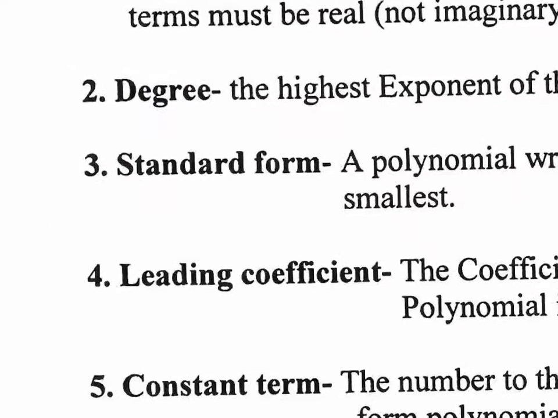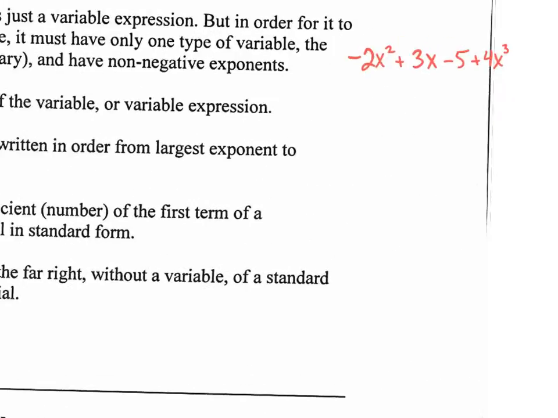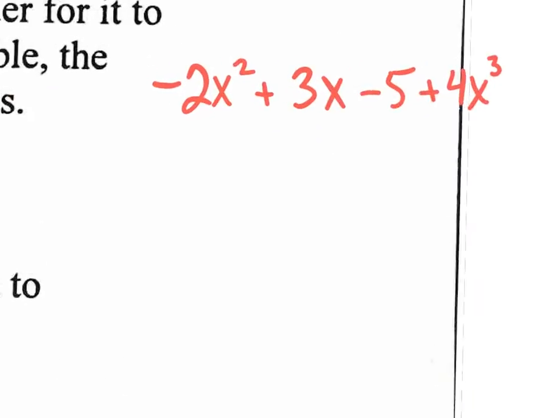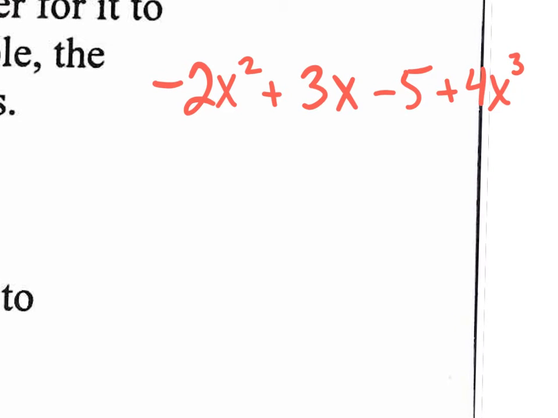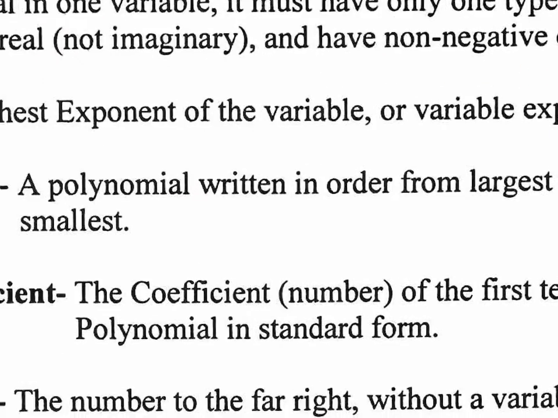Degree. What is that? It's the highest exponent of a variable or variable expression. So we have this polynomial that we wrote down right here. What's the degree of this polynomial? 3, that's right, cubed. So let's put degree 3. Again, it's the highest exponent. Here's the exponent 2, here's the exponent 1, here's the exponent 3. Obviously, the degree is 3. We're all cool with that vocab word, right?